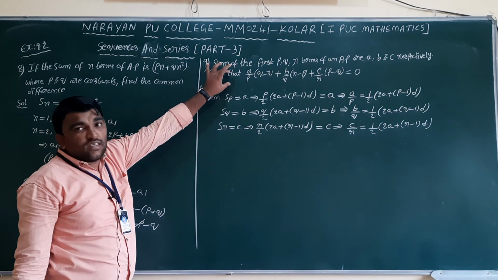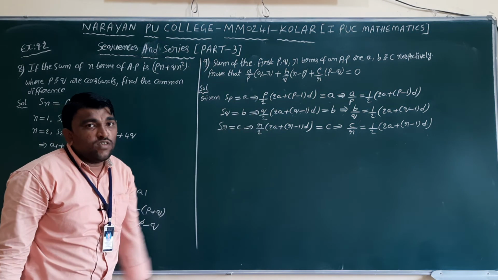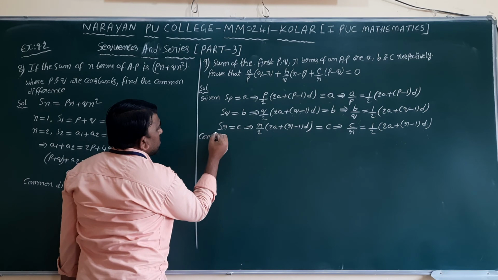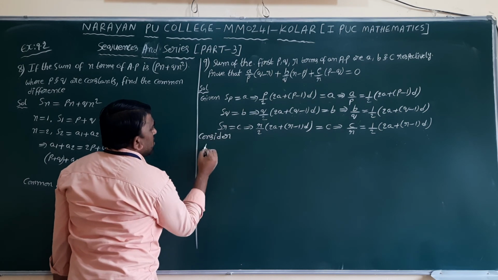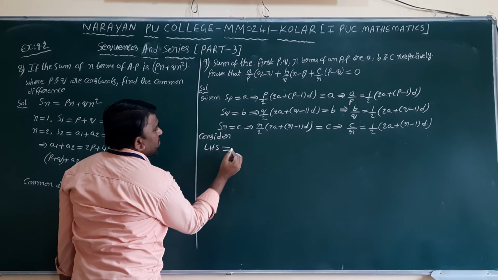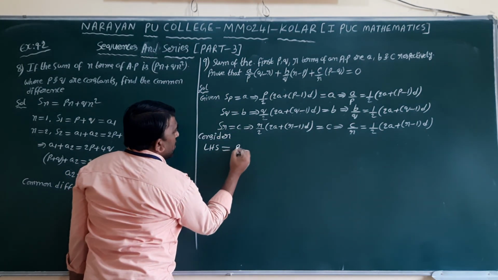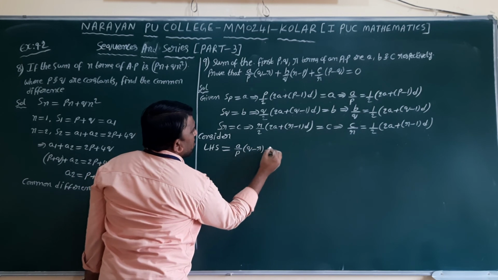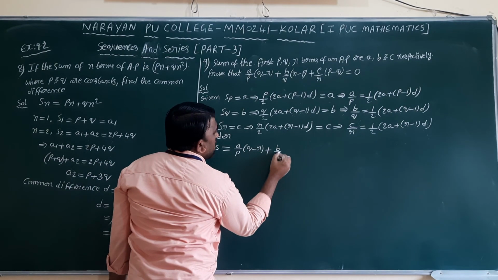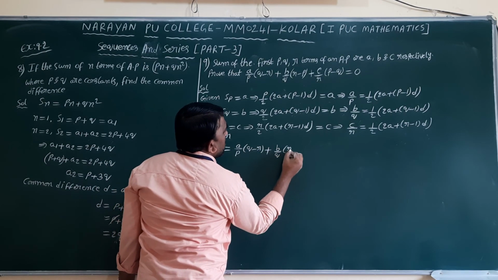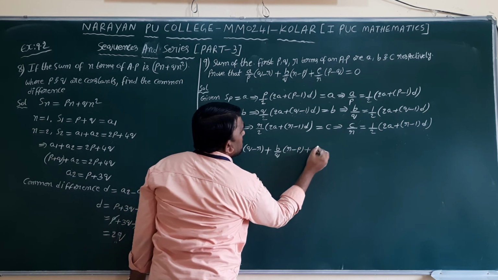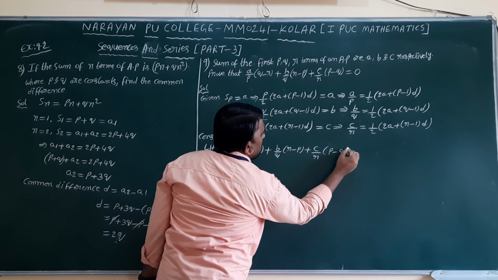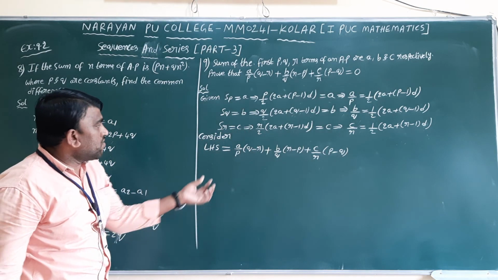Now consider the LHS value. We need to prove it equals the RHS value, 0. So consider LHS. LHS equals A by P into Q minus R plus B by Q into R minus P plus C by R into P minus Q. That value we need to prove equal to 0.